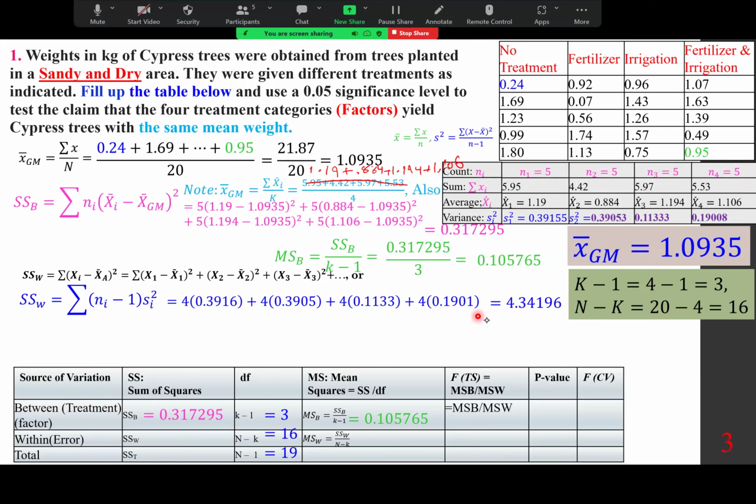So this is SSW. That means sum of squares within. And the total, just add these two.